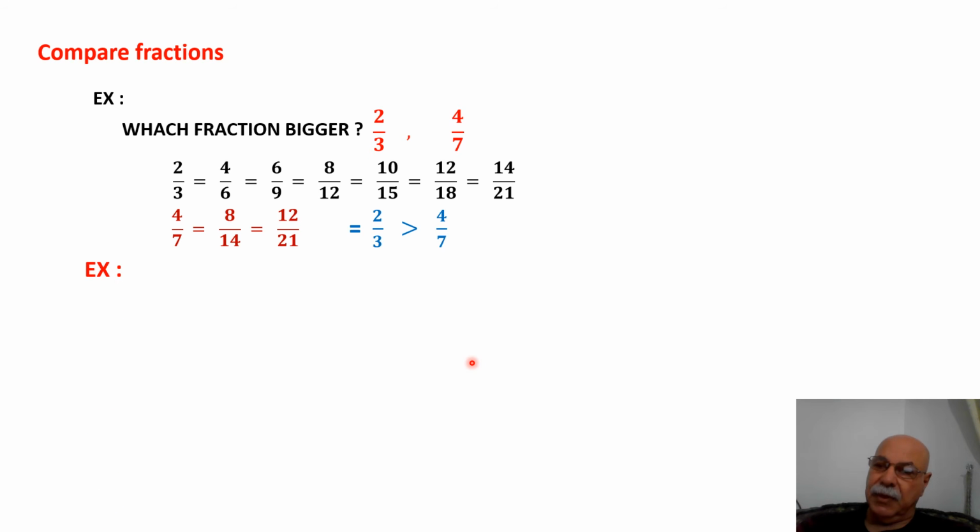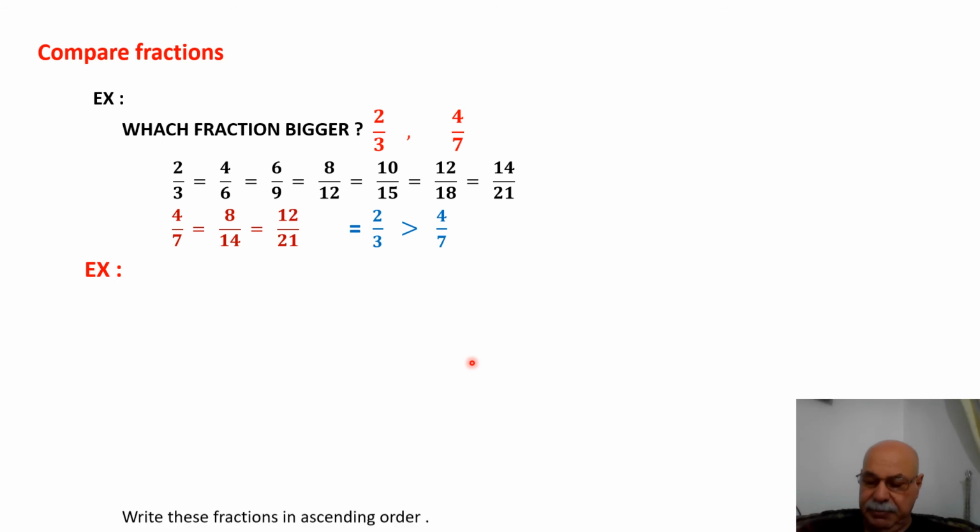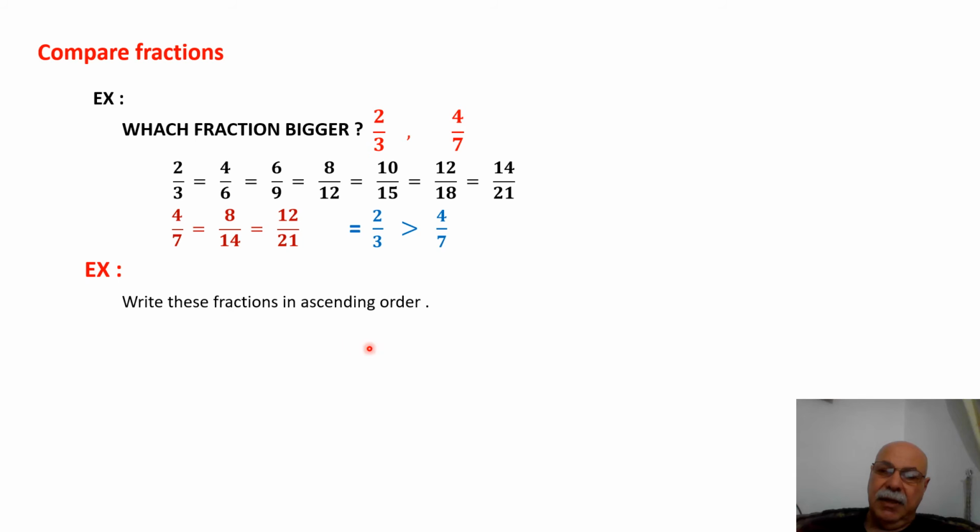So, more example. Write these fractions in ascending order. Ascending order here means from small to big. Ascending order meaning from small to big.